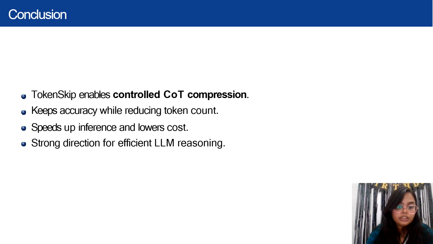So the conclusion is that TokenSkip offers a robust method for controllable chain-of-thought compression. It successfully reduced the length of the generated responses, and therefore the cost and the latency, while maintaining high accuracy, especially in the larger models, like you have seen in the results of the Qwen model. It represents a strong step forward in making LLMs more efficient in reasoning tasks.